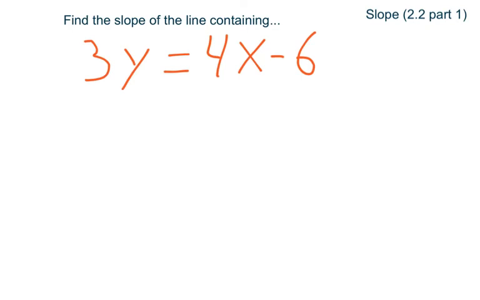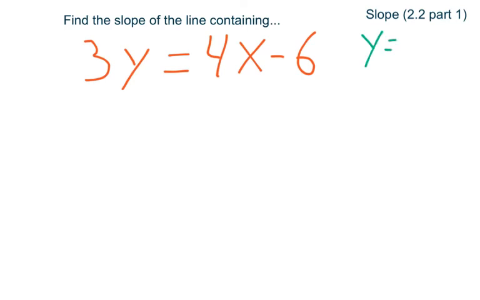Okay, this time we are still finding slope, but instead of being given 2 points or being given a graph, now we're given an equation. So the equation right here. Find the slope of this line. So this is going to be a review from Algebra 1. I say that a lot in these first 2 chapters, by the way. I know I do. Sorry.